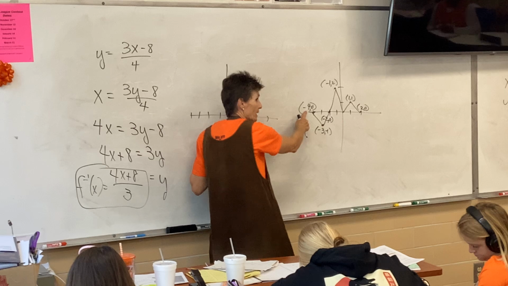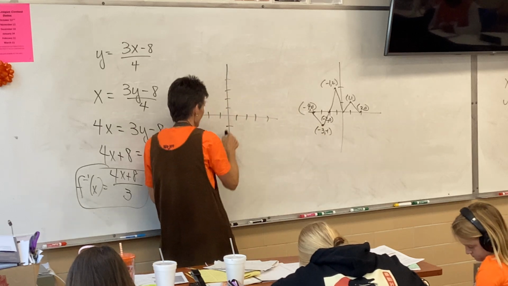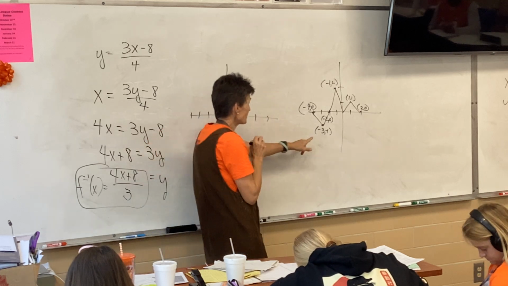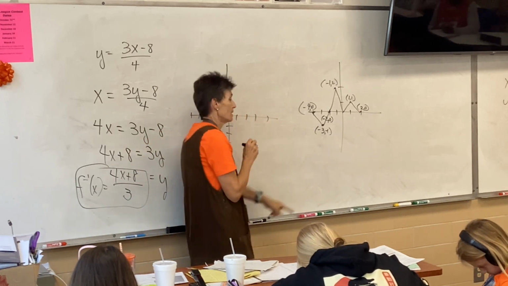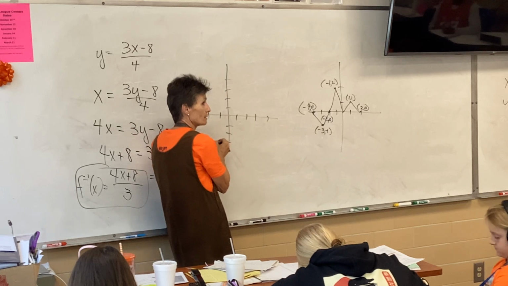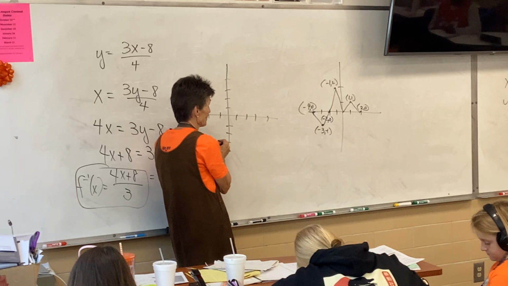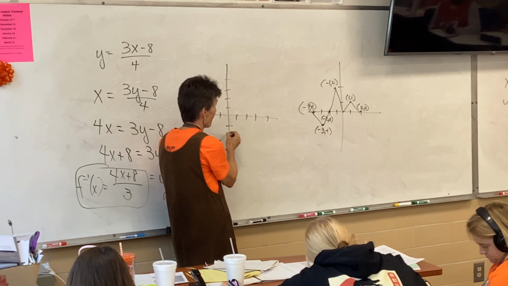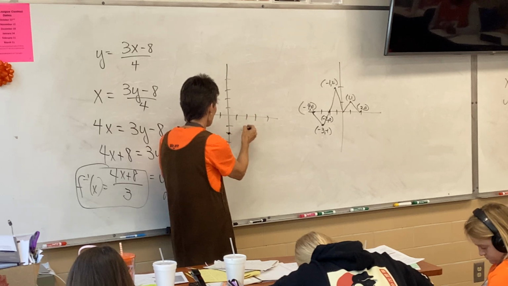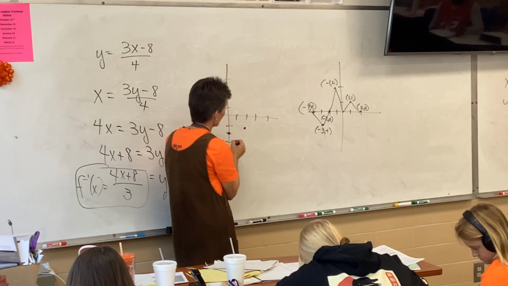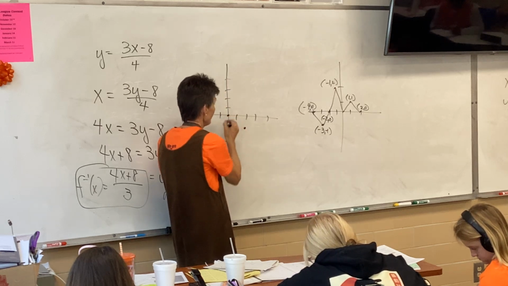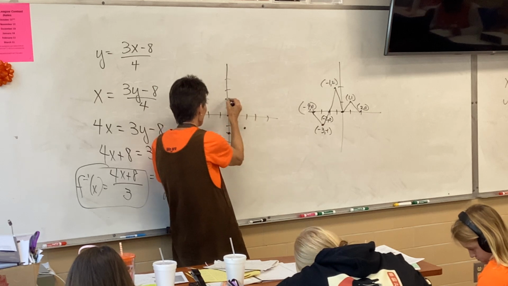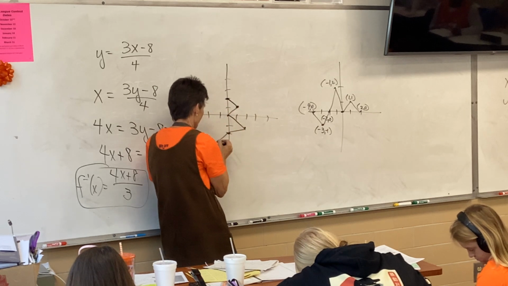So where does this go? Negative 4, 0 goes down to 0, negative 4. This one becomes negative 1, negative 3. 0, negative 2. 2, negative 1. 0, 0. That's a point right there. 0, 0. 1, 1, and 0, 2. And here you go.